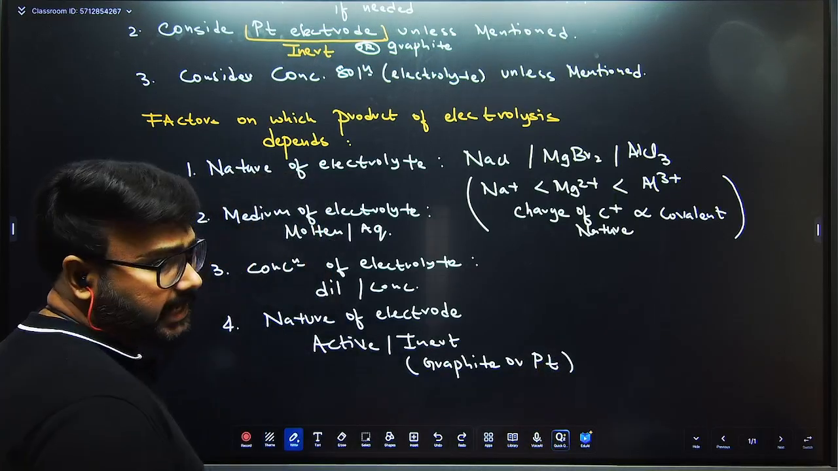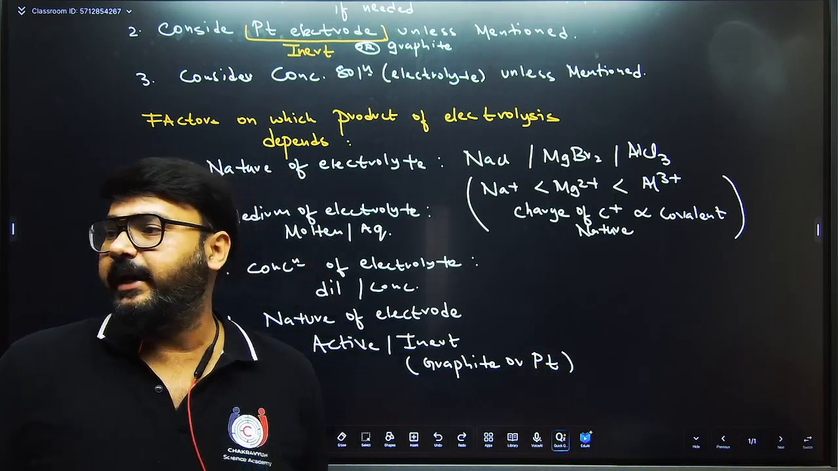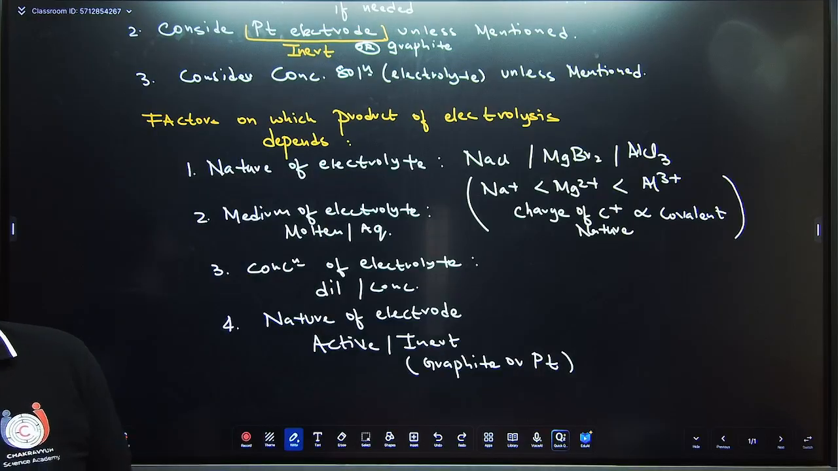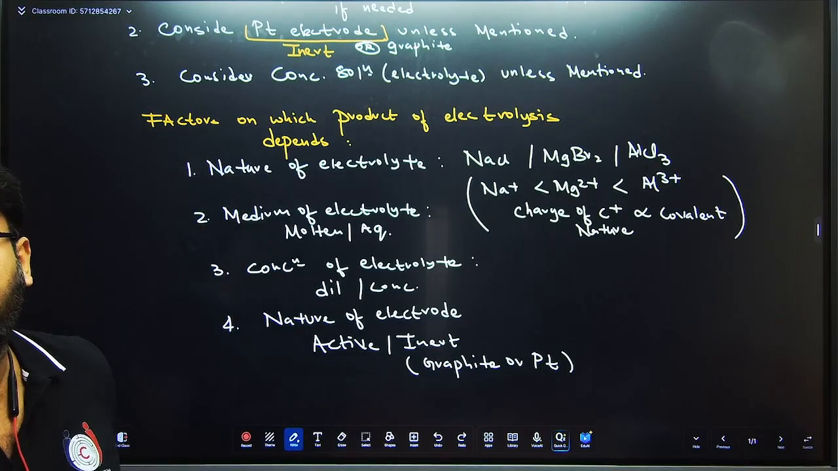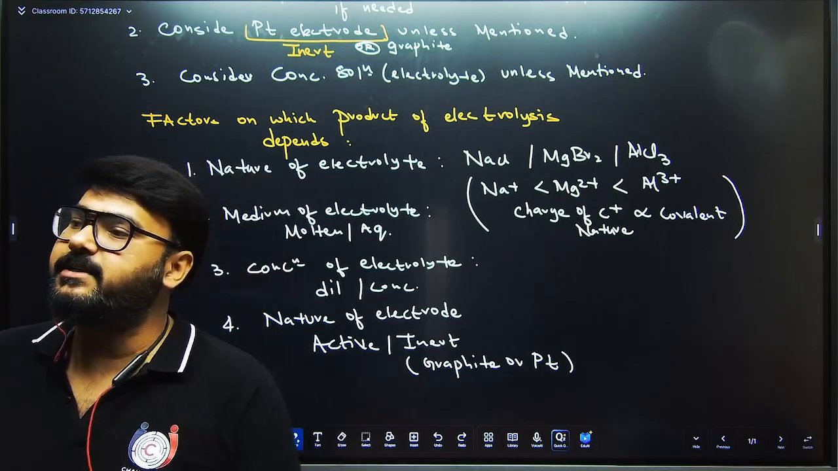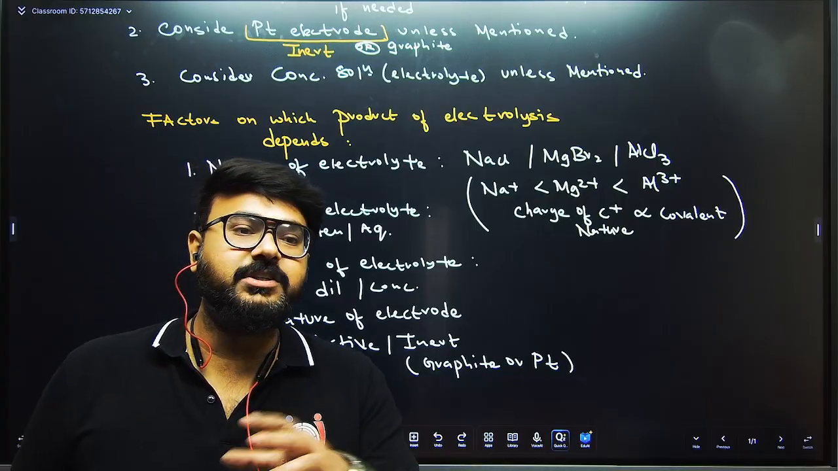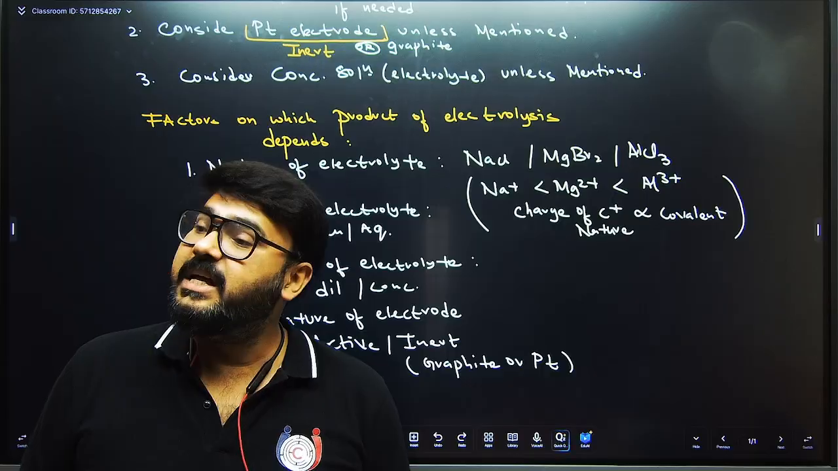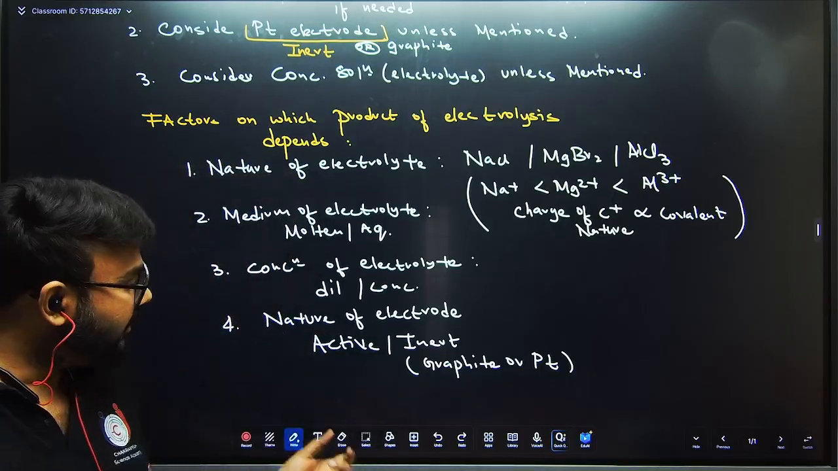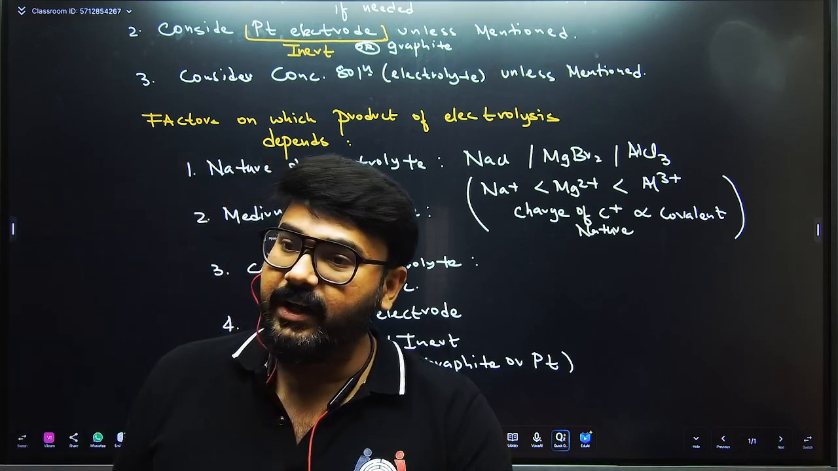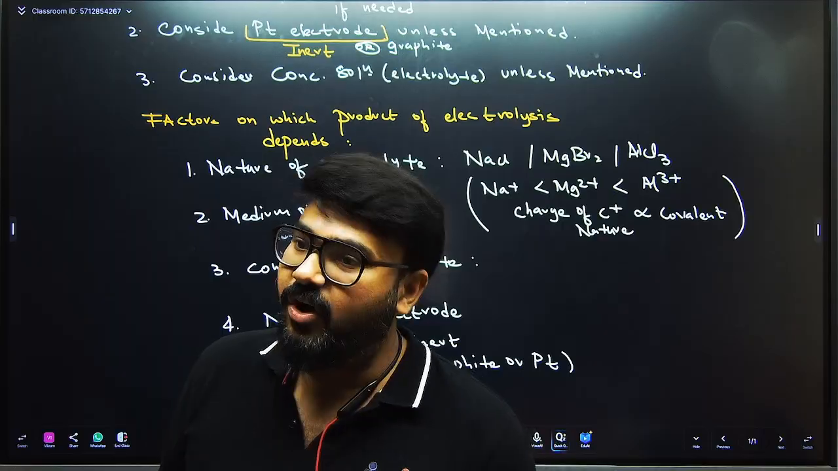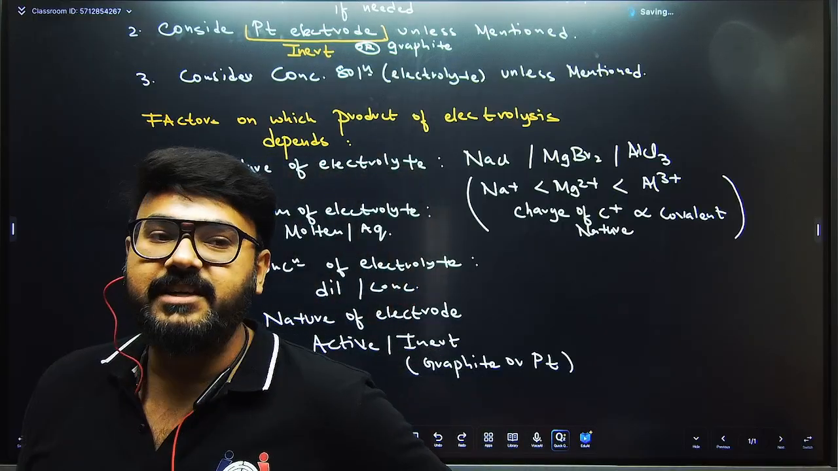So for inert electrodes, you people already know it's graphite or platinum. Inert electrodes do not participate in any of the reactions in electrolysis. But if active electrodes are there, what do they do? They won't allow the usual reaction to take place. If inert electrodes are there, they will only reduce and only oxidize. Is it clear?